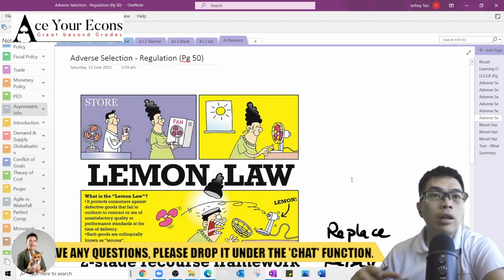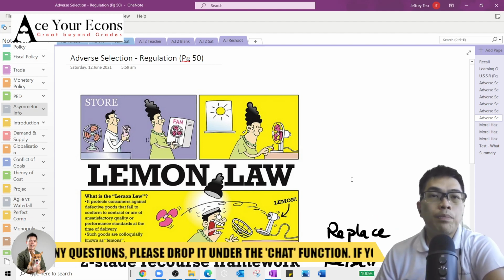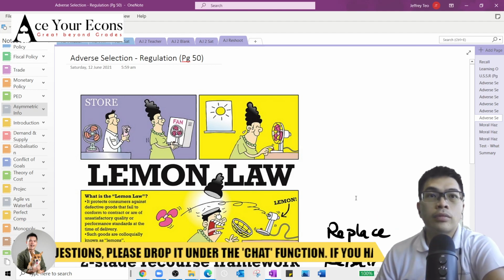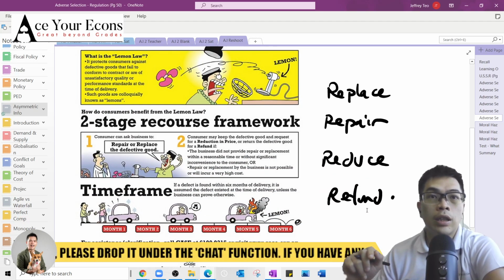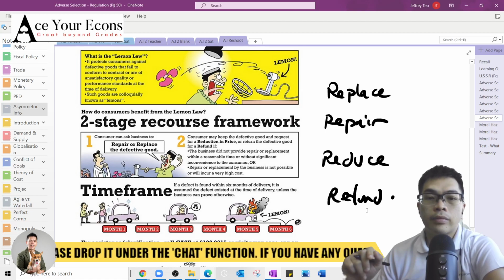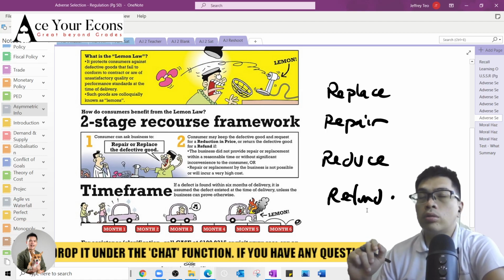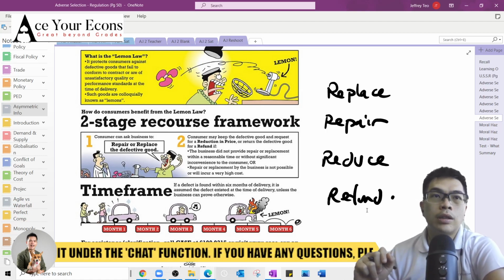Alright, so the objective of this is to protect consumer interests, and to hold the producers accountable for what they deliver. So what is a limitation for this policy?